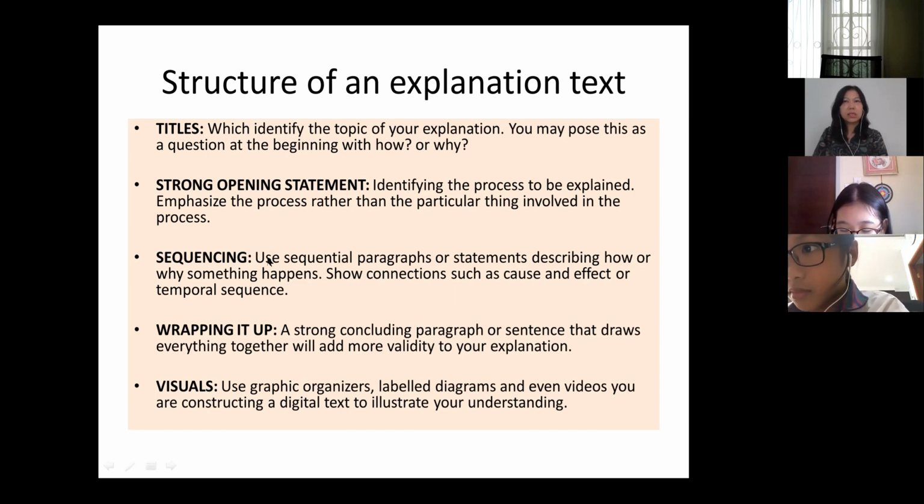The next thing you need is the sequencing. Use sequential paragraphs or statements describing how or why something happens. Remember, you need to show connections such as cause and effect or temporal sequence. This is where you need to write using connectives. Very important because you are using sequential paragraphs. Okay, so you need to write using connectives or incorporate complex sentences.